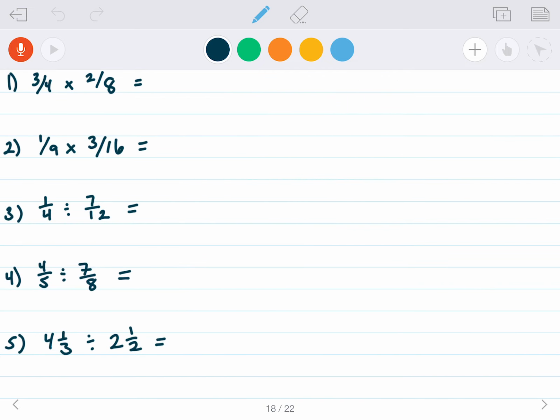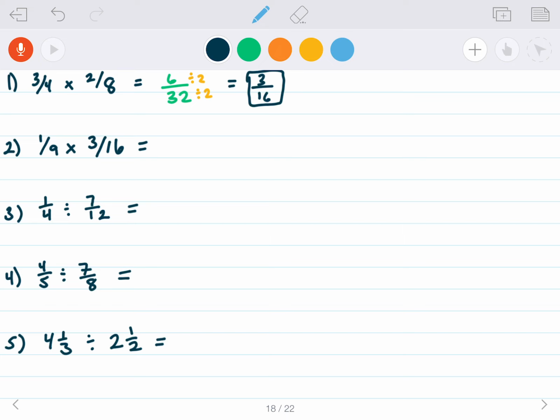Let's do some practice. So 3/4 times 2/8. Well, this is multiplication, so I can just multiply straight across. 3 times 2 is 6. 4 times 8 is 32. If I want to put it in simplest form, I can divide top and bottom by 2. 6 divided by 2 is 3. 32 divided by 2 is 16. And I don't think we can go more simple than that.